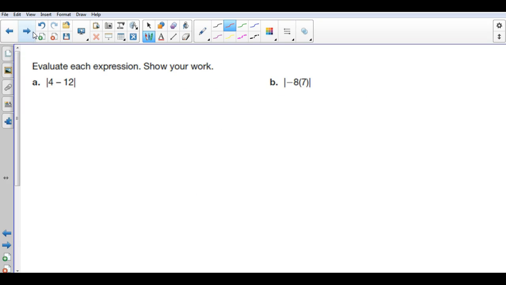For these ones, we're just going to evaluate absolute values. So first here, you want to perform the order of operations. 4 minus 12 is going to give me negative 8. And since absolute value is basically saying how far negative 8 is from 0, it's positive 8 units away from 0. So that's what you end up with. For part B here, again, order of operations on the inside: negative 8 times 7 is negative 56. And the absolute value of negative 56 is positive 56.